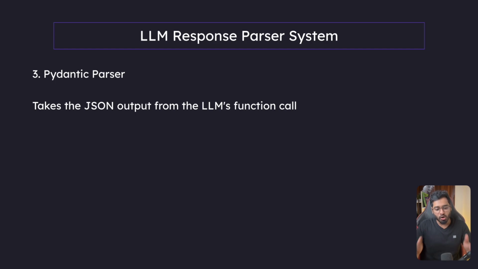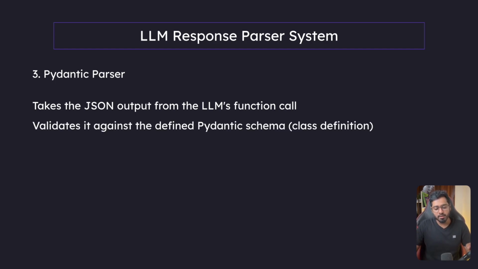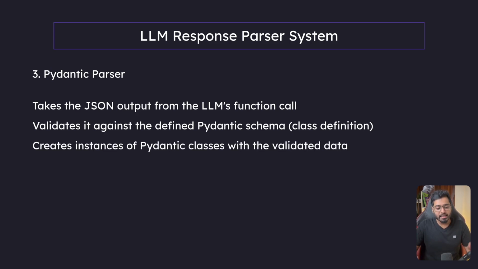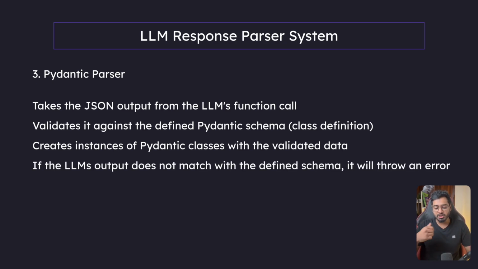Let's look at the last one, the Pydantic parser. It takes the JSON output from the LLM's function call. It validates it against the defined Pydantic schema or the class definition. It creates instances of Pydantic classes with the validated data. If the LLM's output does not match the defined schema, it will throw an error. So this Pydantic parser, you might have some difficulty imagining what it could look like.